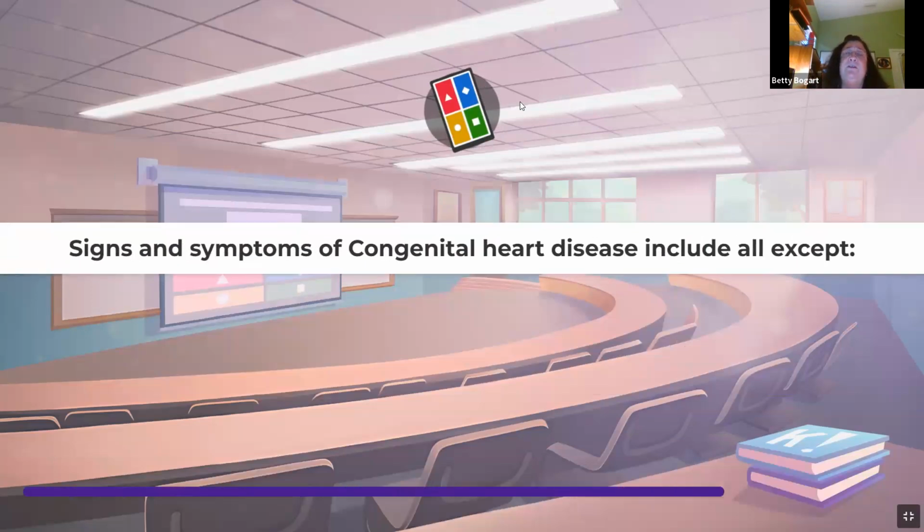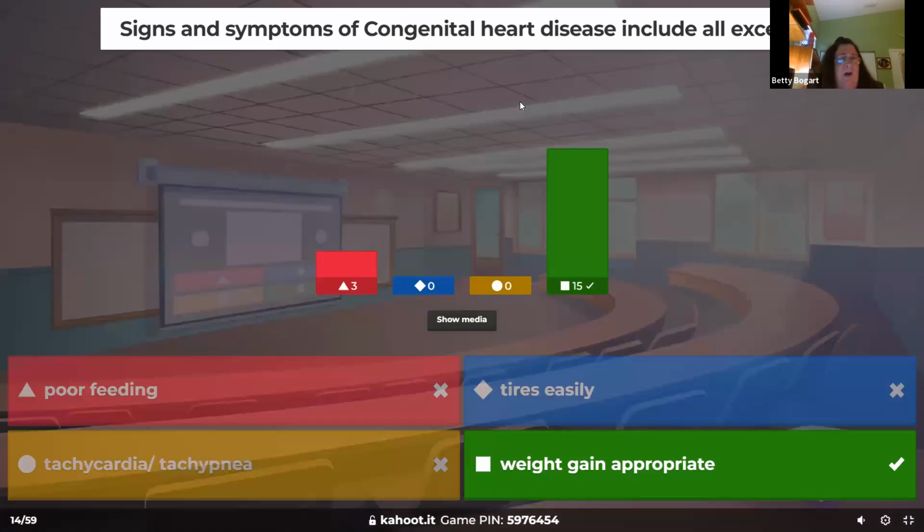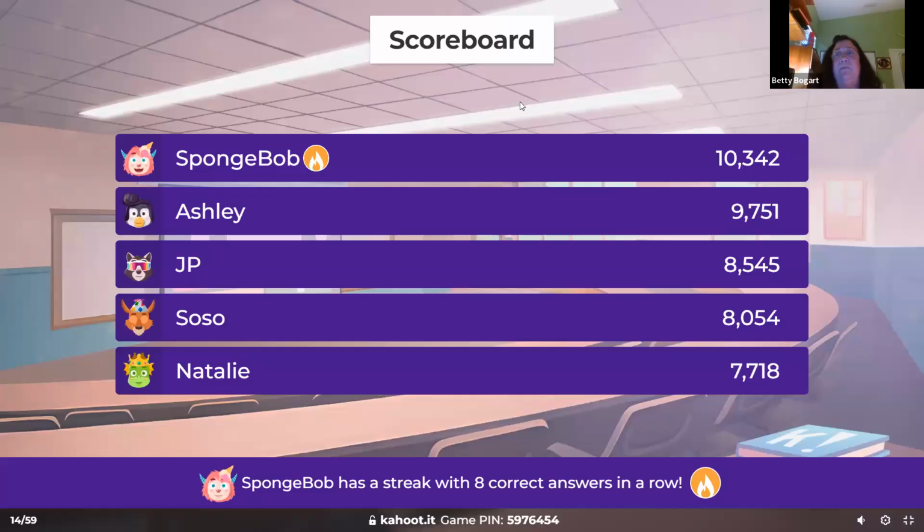Signs and symptoms of congenital heart disease include all except. So remember, congenital heart means that the heart's not formed correctly. And the heart has to make adjustments in order to get the blood around to get oxygen, right? So it's working harder. And when they're working harder, they're burning calories. So they are not eating well, they are tachypneic, they're tachycardic, they're tired really easily, therefore they're not getting the nutrition, and weight gain is not going to be appropriate. In fact, it's going to be failure to thrive.